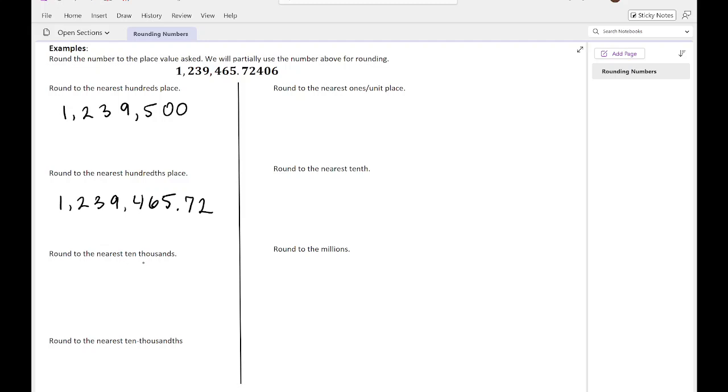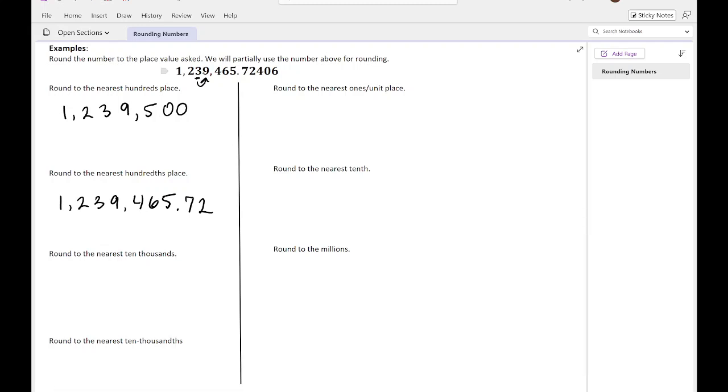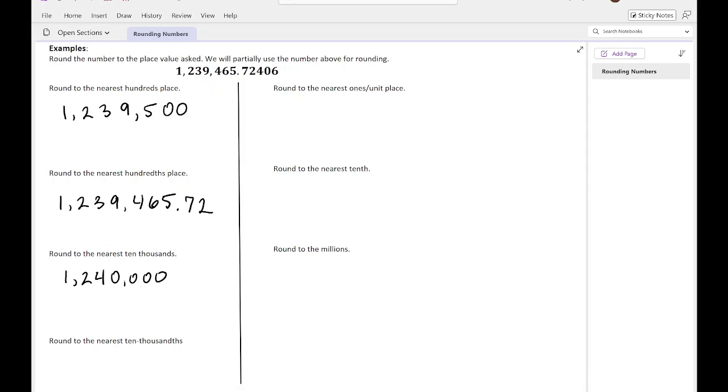Now round to the nearest ten thousands. Where is that? Ten thousands is going to be here at the 3, which means we are going to look at the 9. 9 is more than 5, so we are going to take the 3 and round it up to a 4. So we're going to have 1, 2, 4, and then everything else after that is going to be zeros. And again, we don't need to put a decimal 0.00 after that. It is unnecessary.